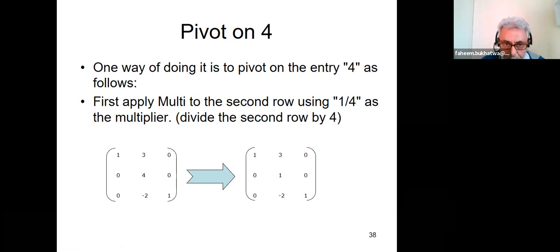First, apply multi to the second row using 1/4. So first thing, let's get rid of this 4. How do you get rid of this 4? Turn it into 1. Multiply every element here by 1/4. So 1/4 times 0 is 0. 1/4 times 4 is 1. And 0 times 1/4 is 0. So we've done a multi on row number 2. We got rid of the 4.